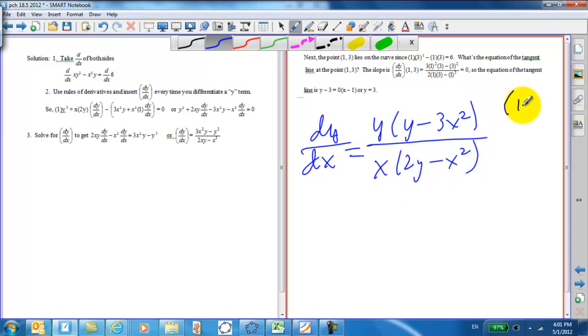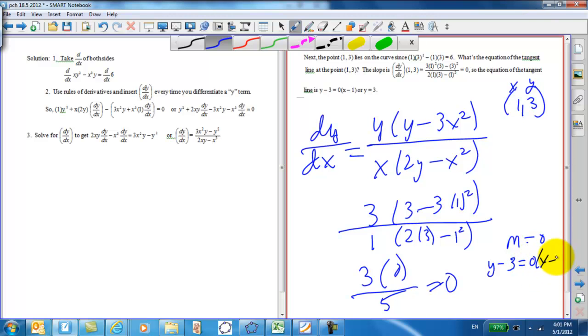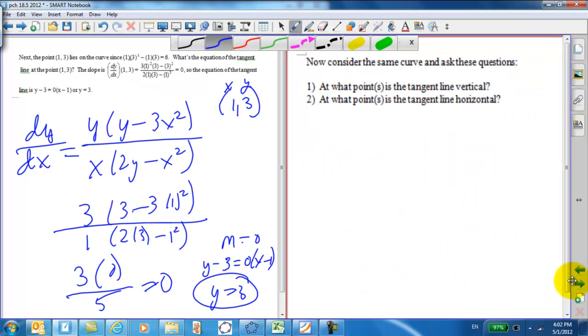If you put in the point 1 comma 3, that's x is 1 and y is 3. 3 times 3 minus 3 times 1 squared over 1 times 2 times 3 minus 1 squared. We get 3 times 0 all over 6 minus 1, so you get 0. So basically it's a horizontal line. The slope equals 0, so you get y minus y1, 3 equals slope 0 times x minus 1, so y equals 3.